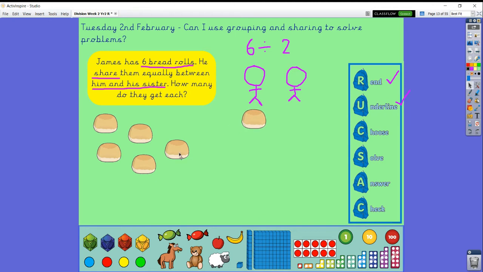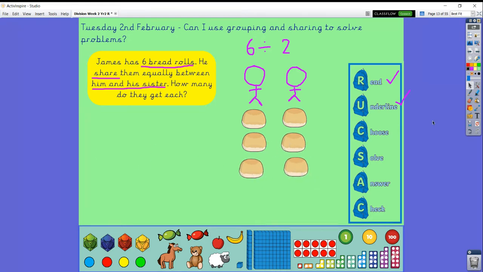1 for James, 1 for his sister. 1 for James, 1 for his sister. 1 for James, 1 for his sister. So I have chosen what to do. I've chose to do 6 divided by 2. And I solved it by moving my bread rolls to each person.